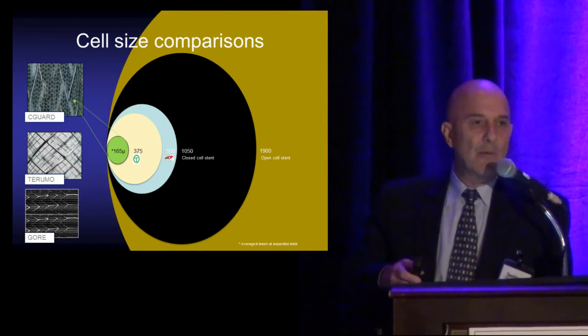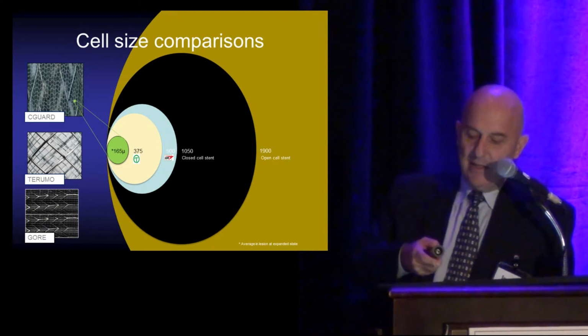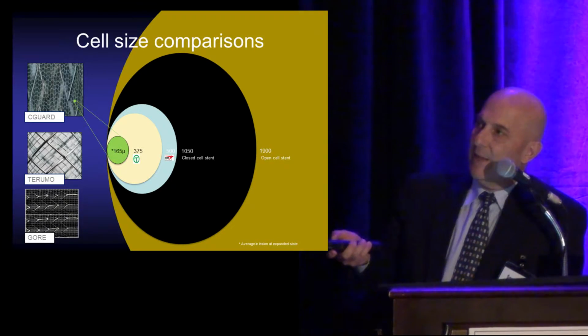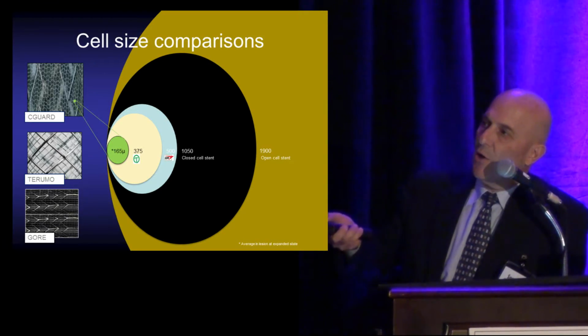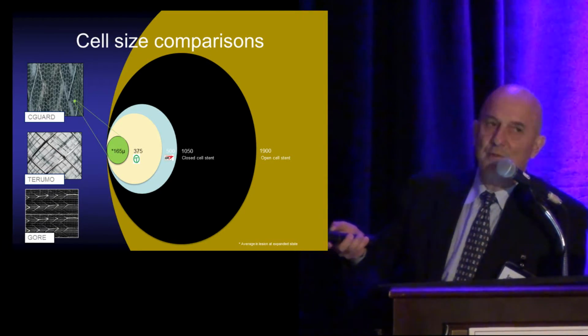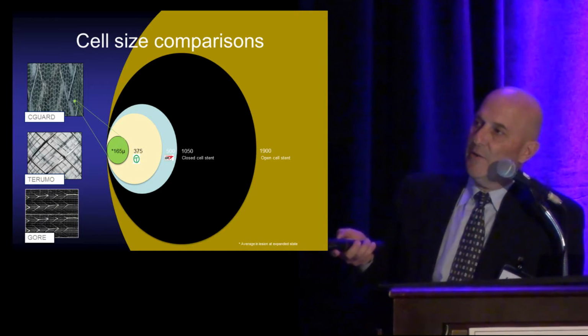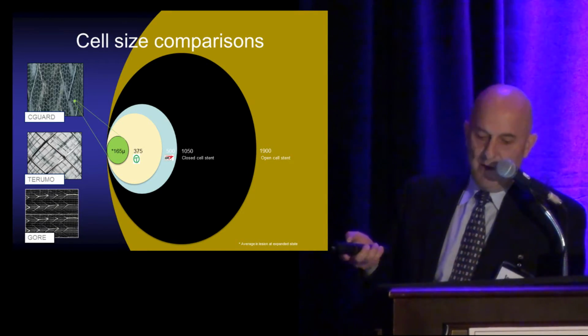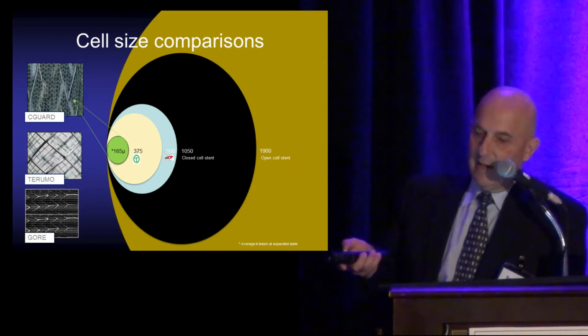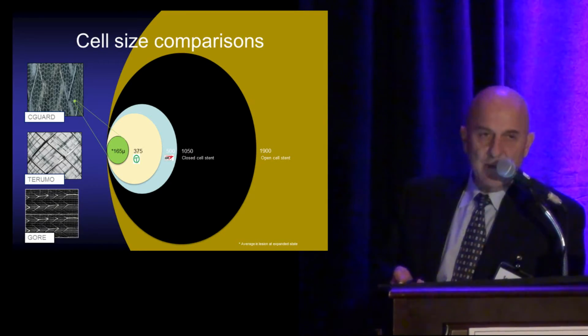So now that I show you these three technologies, if we compare the size of the struts, you see the closed cell stents have at least 1,050 microns. The Gore has 500, the Terumo has 375, and the CGuard has 165.